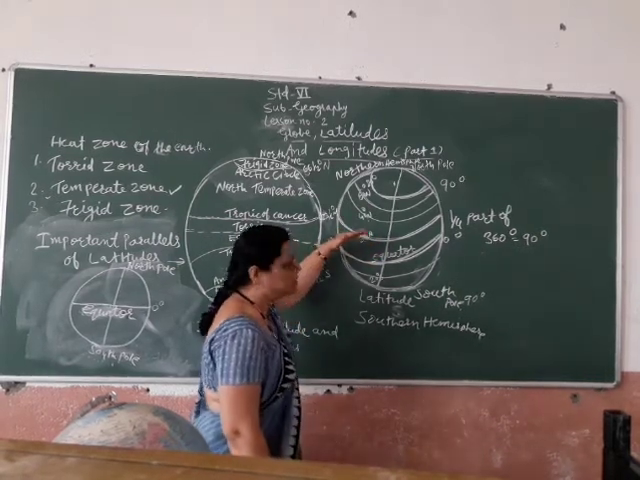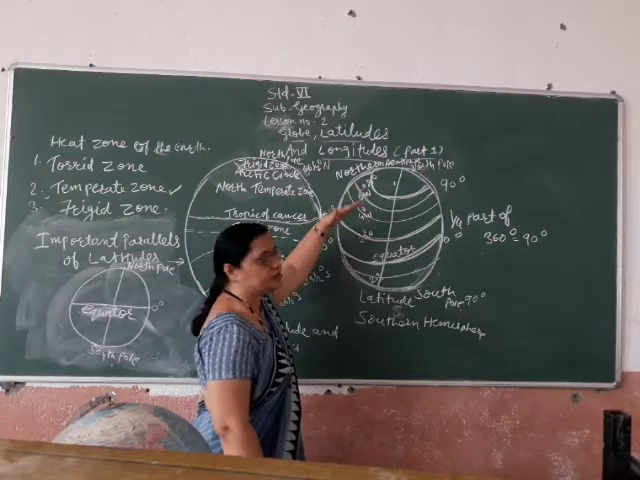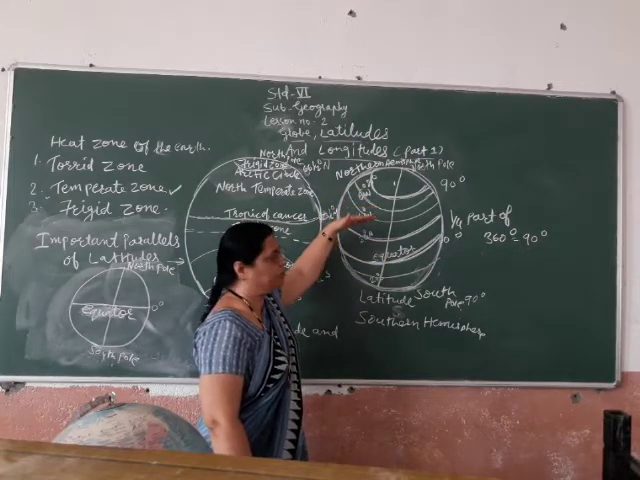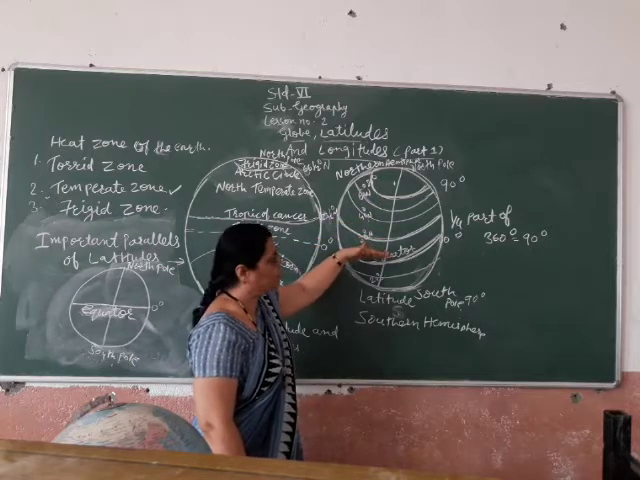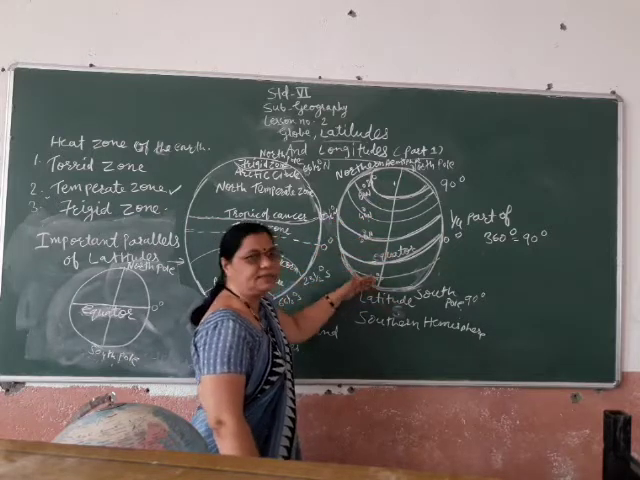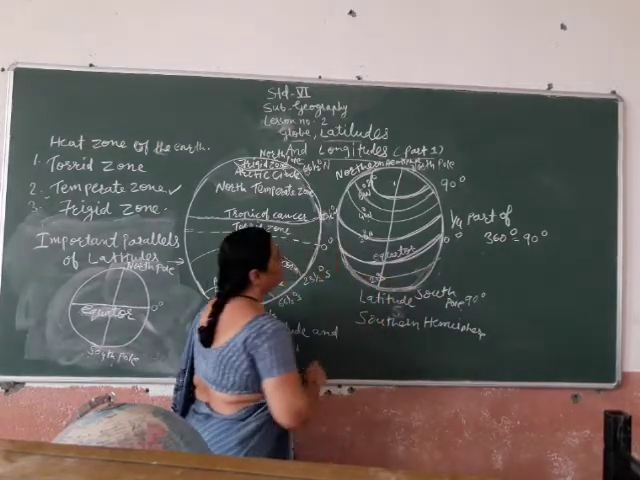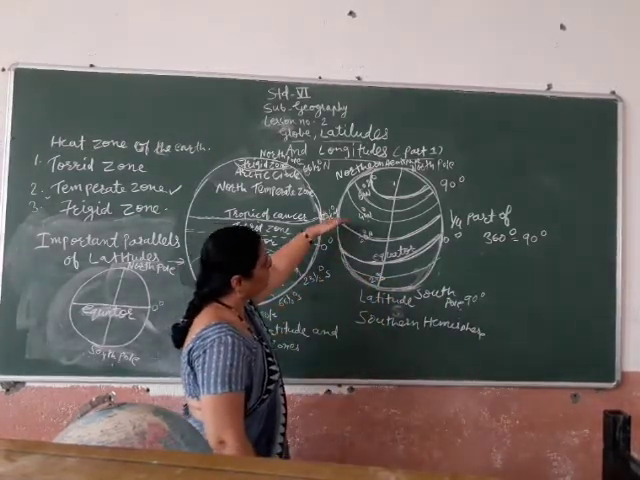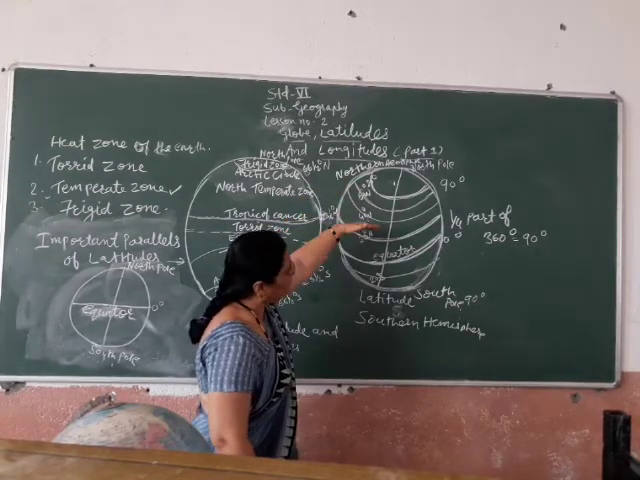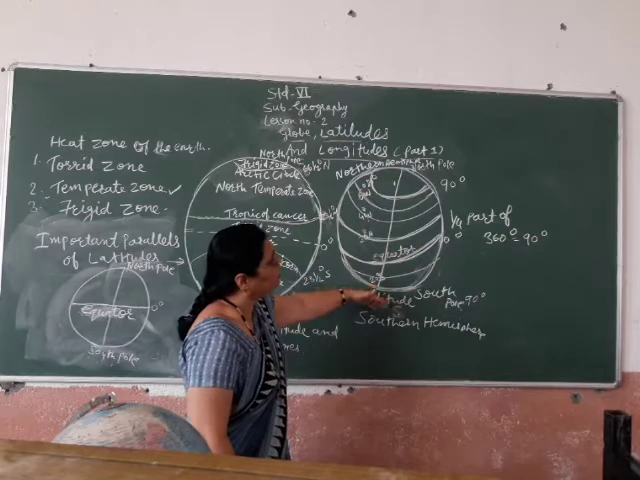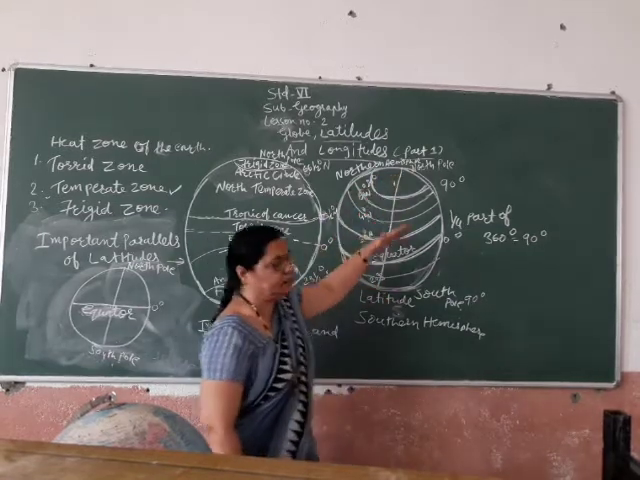What is the difference between the south direction and the north direction? North direction, which place? Chandrapur. And this Belo Horizonte is in the south, means 20 degree south. Because of this equator, this earth has been divided into two parts, that is the north pole and the south pole.